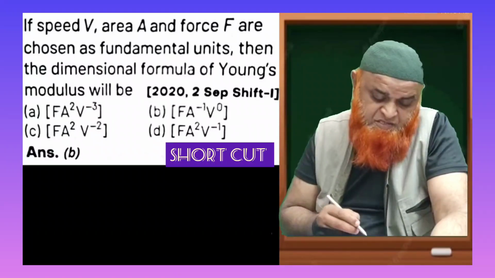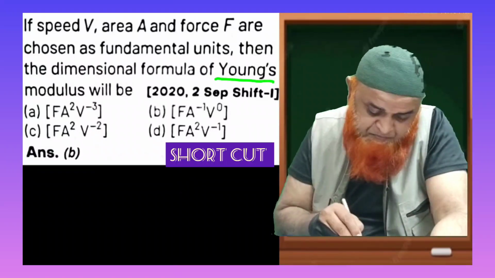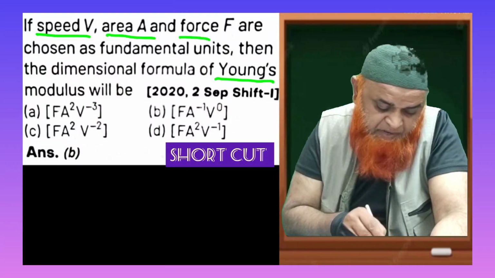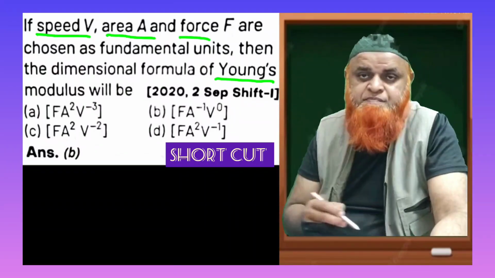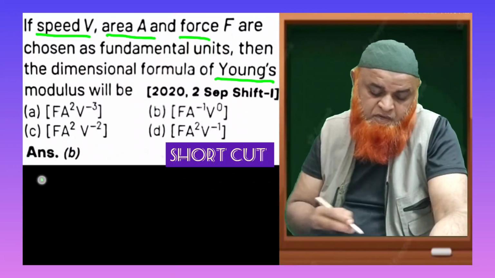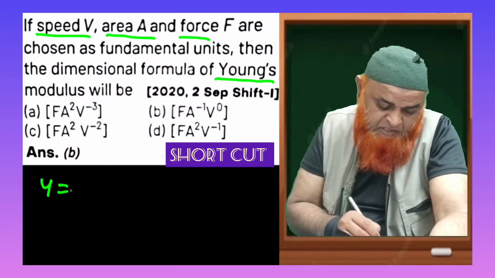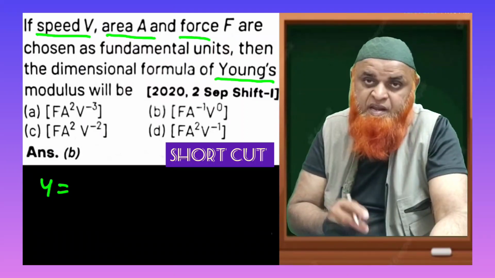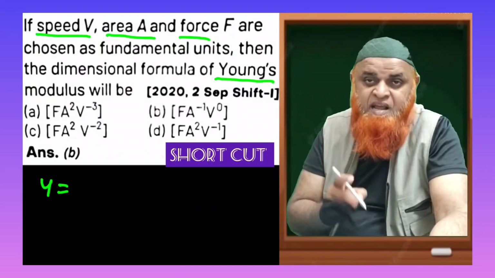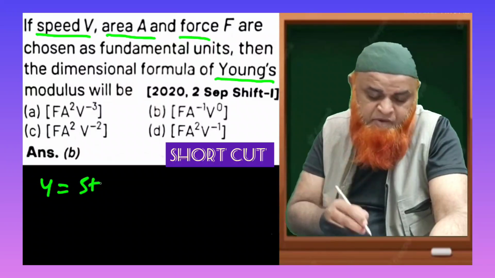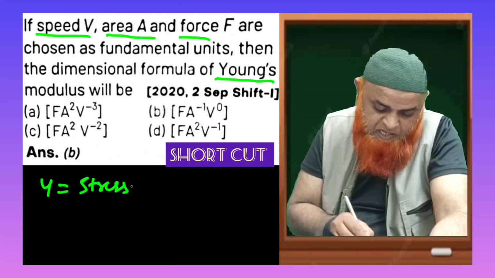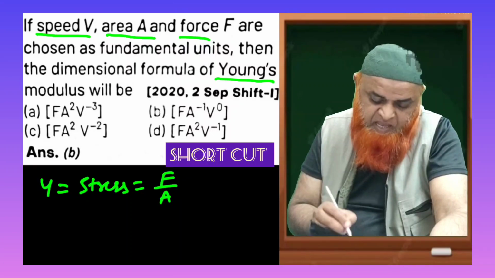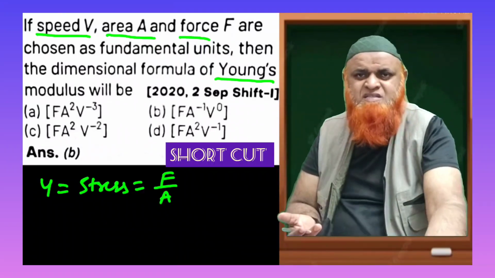So you all know that he is asking us to find out the dimensions of Young's modulus in terms of speed, area and force. So how are you going to do that one? You all know Young's modulus is nothing but stress by strain. And strain does not have any dimensions. So Young's modulus can be directly written as stress, which can be written as force by area. That's it. Your work is done.